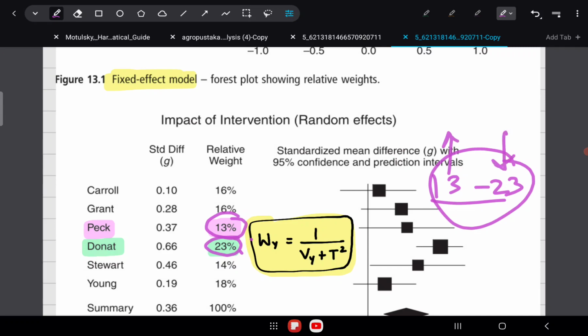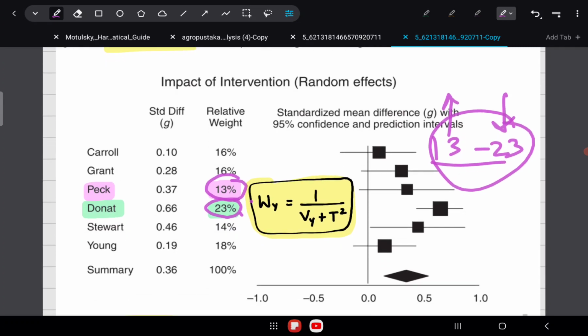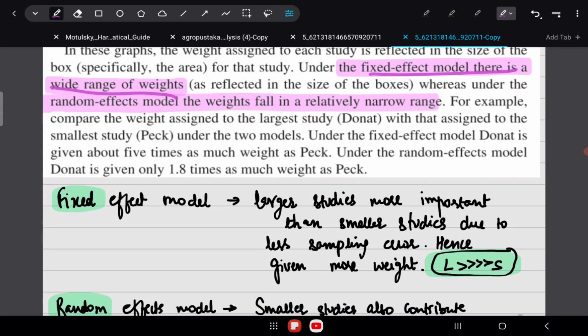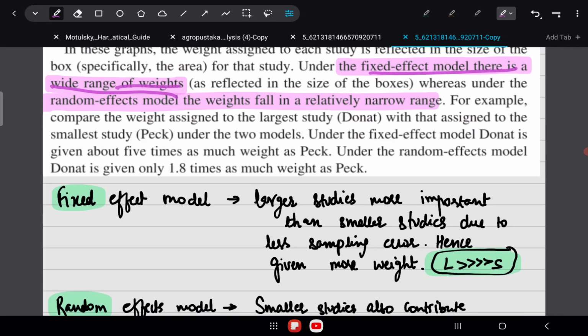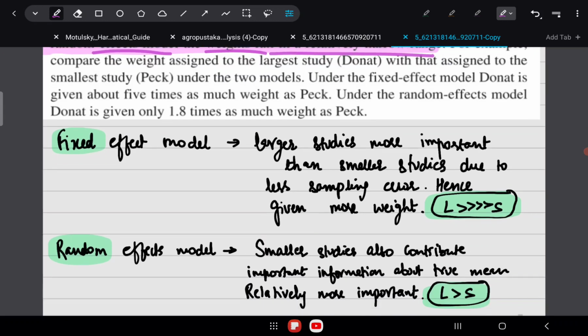So the range itself is narrow in random effect modeling, because it is still true that larger studies are more important than smaller studies, but the relative importance has changed. Smaller studies have become more important and larger studies have become less important as compared to fixed effect modeling. Under fixed effect modeling, the range of the weights is wide, whereas in random effect modeling, the weights fall in a relatively narrow range. So this is the summary that I want you to remember.